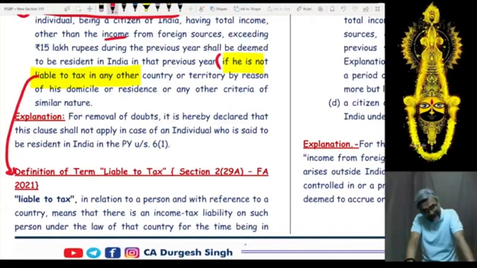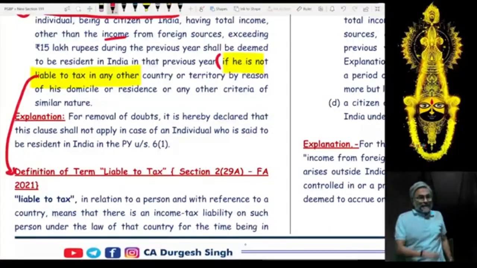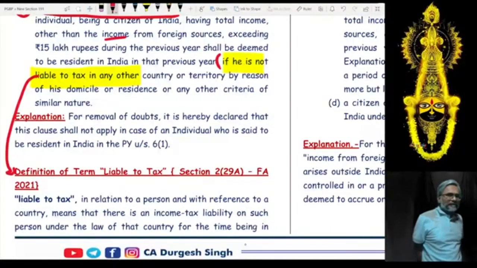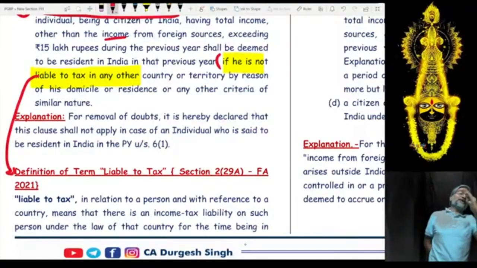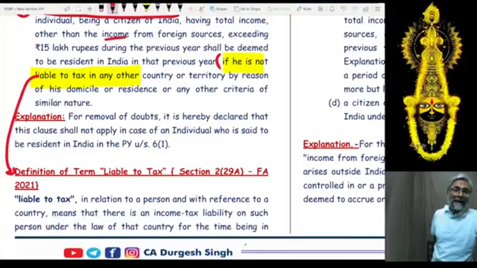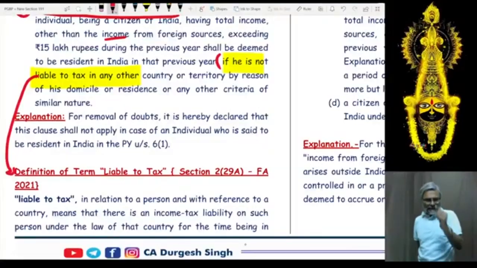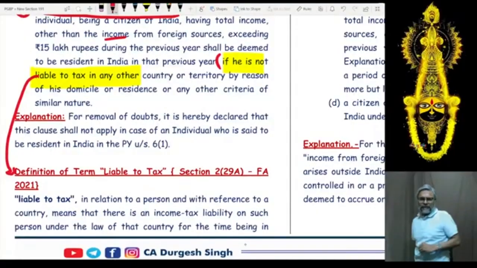So the answer is yes, he is liable to tax. He is liable to tax, students, for the reason that the income was chargeable. That income was chargeable under their act. Students, that income is chargeable under the act. That is point number 1. Be careful. So therefore, once it is chargeable, he is liable for tax.